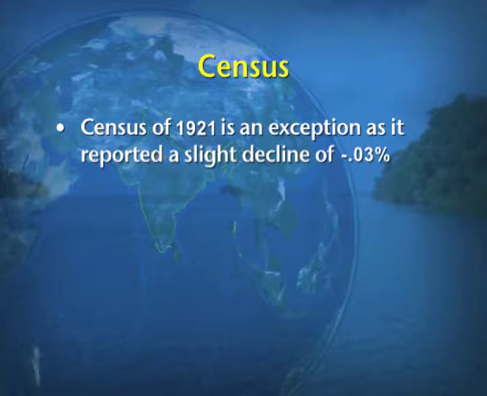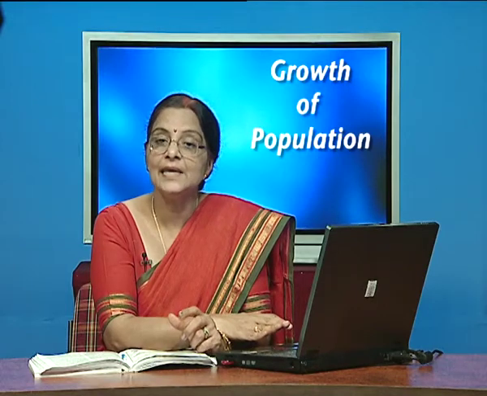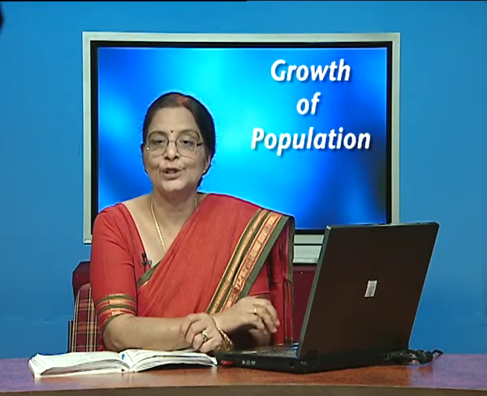0.03%. Because of this decline in place of a rise in population, the year 1921 is called a demographic divide year, because in this year, instead of a rise in population, there was a negative growth of population.